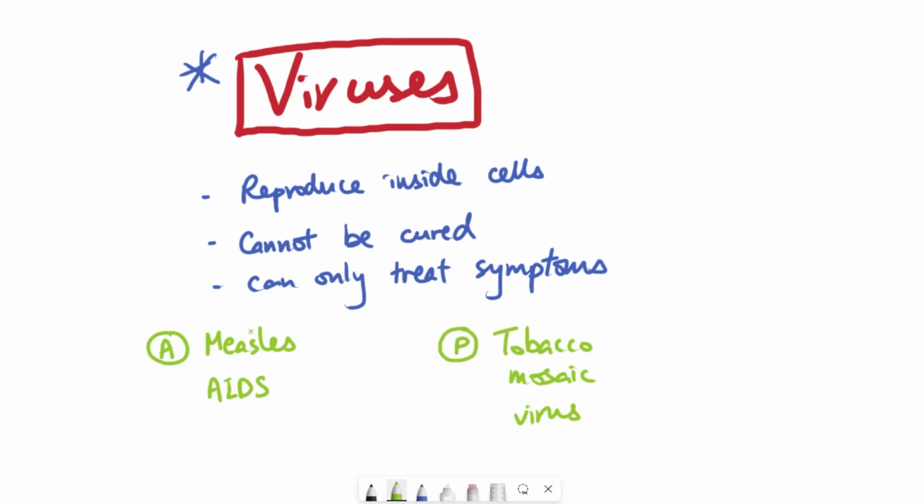For plant diseases, there will be the tobacco mosaic virus. As the name implies, it mainly infects tobacco plants, and it produces a mosaic discoloration pattern on their leaves. That's why the name tobacco mosaic virus.